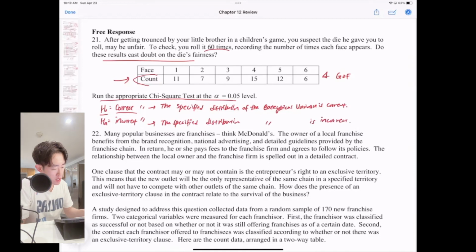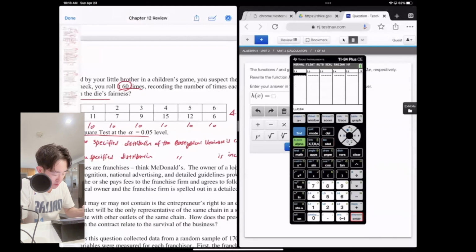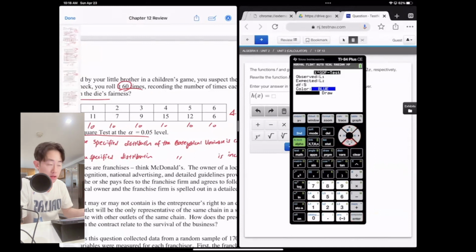Okay, so let's try to put this into a list. First of all, we have 60 rolls, so we have 10, 10 throughout the whole thing, and we're going to run a test here. First, we need to put this into a list. We have 11, 7, 9, 15, 12, and 6. Then we have 10 throughout the whole thing. Test, chi-square goodness of fit. We have list 1, list 2. Degrees of freedom will be 5, because there's a total of 6 different sides to a die, and then you subtract 1. My p-value becomes 0.34 with the degrees of freedom of 5.